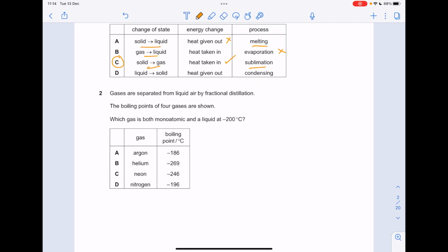And then liquid to solid, part D, is that condensing? No, it's really not.